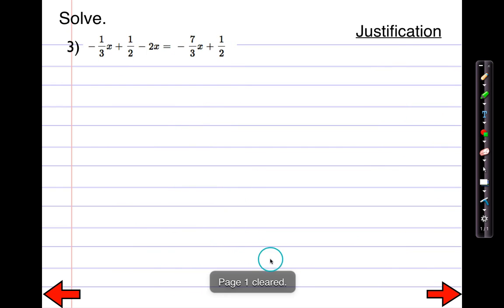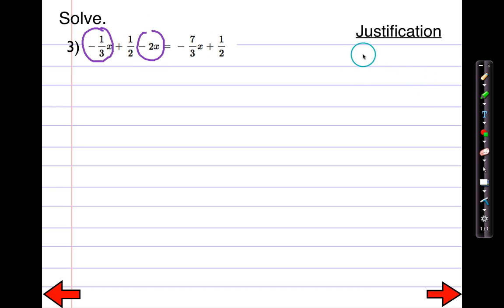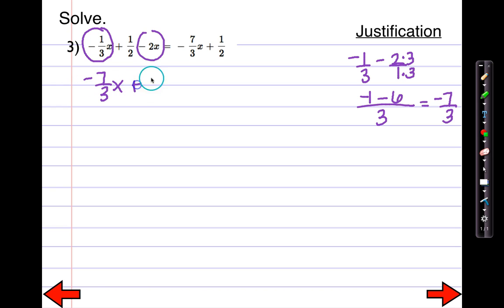Okay, so now let's go ahead and try number 3. For number 3, I'm noticing the first thing I can do is combine like terms. So let's do that off to the side real quick. Negative 1/3 minus 2. I need to make that into a fraction, so I'm just going to put it over 1. 3 is going to be my lowest common multiple. The first one's not going to change, but the second one we're going to have to change by a 3 to make it a 3. So we have negative 6. So leaving me with a total of negative 7/3. So we're just going to bring down the plus 1/2 equals negative 7/3 x plus 1/2.